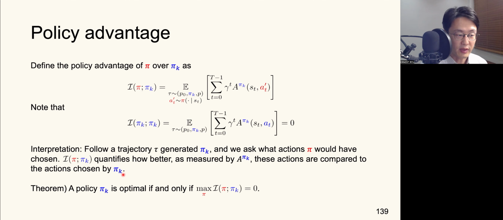Again, to repeat this interpretation, we're going to follow a trajectory tau. Tau is generated by pi k. But as we follow the trajectory tau, we will observe a bunch of states.